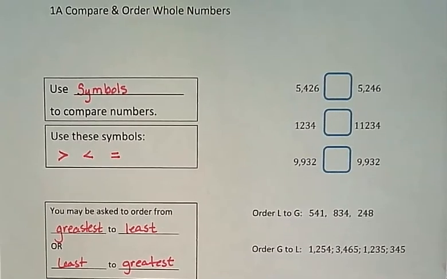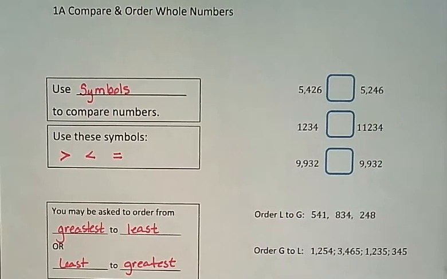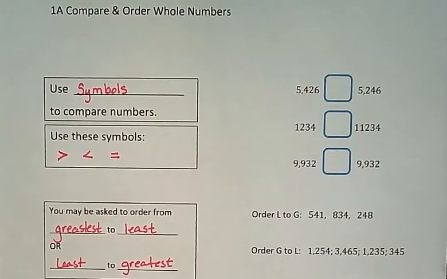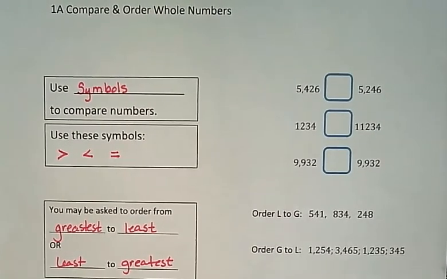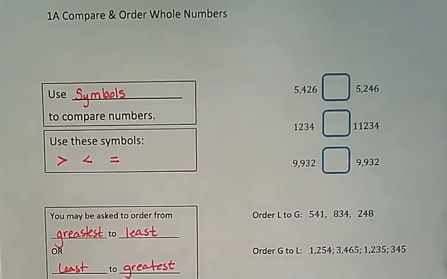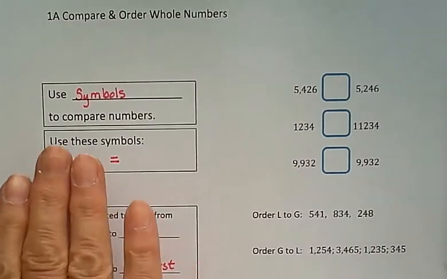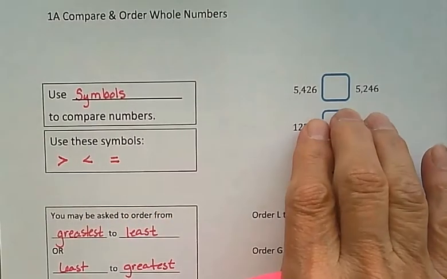We'll be dealing with whole numbers in this first lesson. Another thing we might be asked to do is order our numbers from greatest to least or from least to greatest. So you'll want to make sure that you pay attention to the directions. If you're like me, sometimes I run ahead and do what I think I'm supposed to do with math and I don't take the time to read the directions. So I want to encourage you to slow down and read the directions. All right, let's go ahead and get started with our first problem here. So again, we're going to use these symbols to compare these numbers.